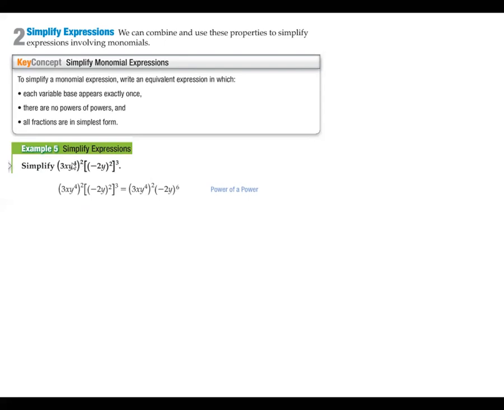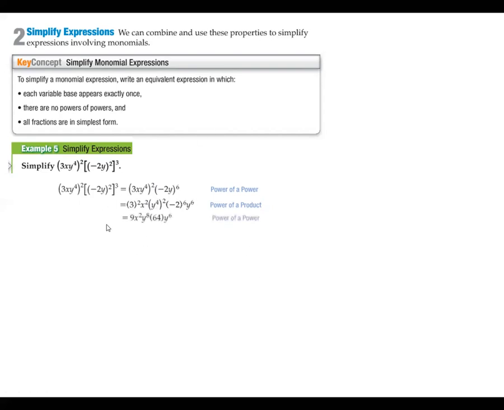Now this almost looks like a power to a power, and it kind of is, but notice I have 3 times x times y to the fourth, quantity squared, so that's a product to a power. But since this one is in parentheses, the negative 2y squared, I can just do 2 times 3 is 6. Now I do the power of a product. This power of 2, you raise each factor to a power 2. So 3 squared, x squared, y to the fourth squared. This 6, I can do the power of a product here, raise negative 2 to the 6th power and y to the 6th power.